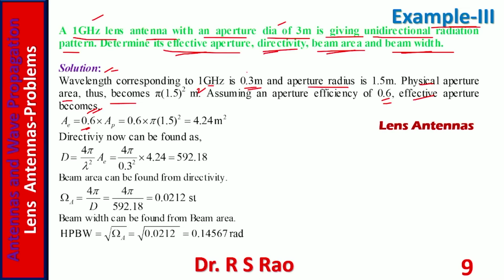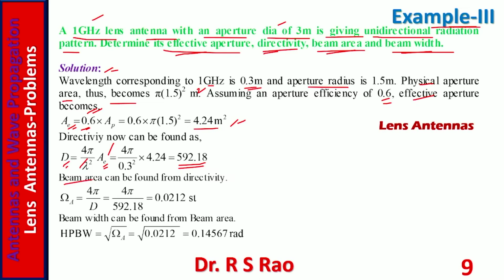Effective aperture requires aperture efficiency, which is not given. Hence, we assumed a standard value of 0.6 to compute effective aperture. Multiplication gives us effective aperture as 4.25 square meters. Once effective aperture is available, directivity can be determined. D is 4 pi over lambda square into effective aperture. Now directivity can be found as 592.18.